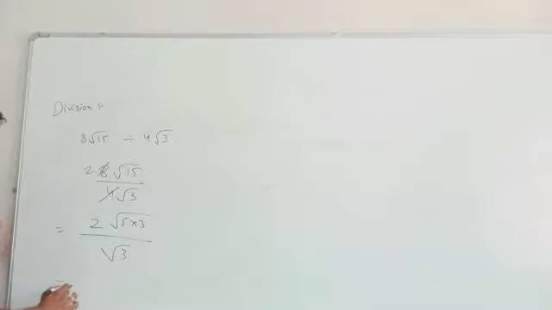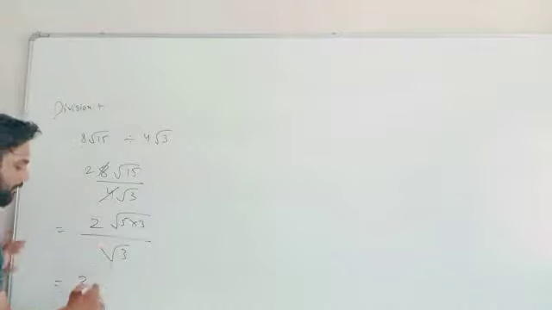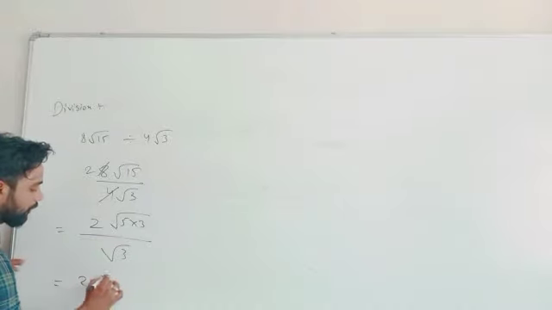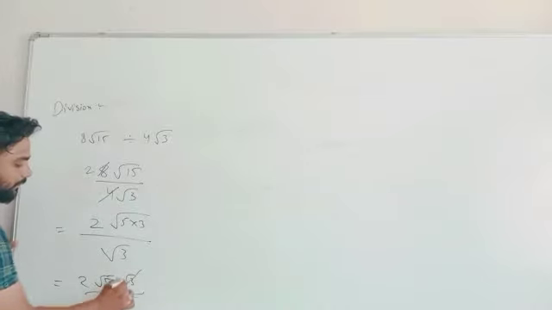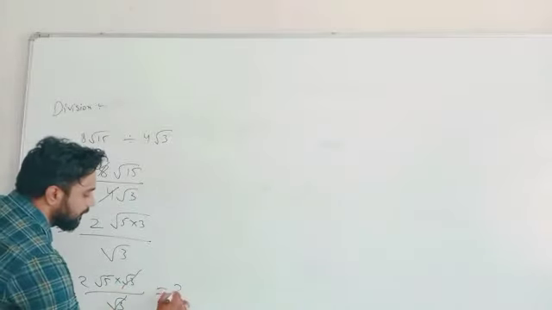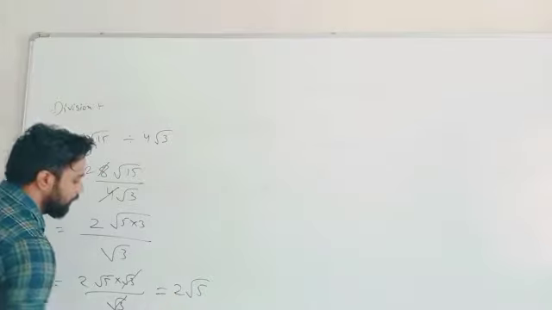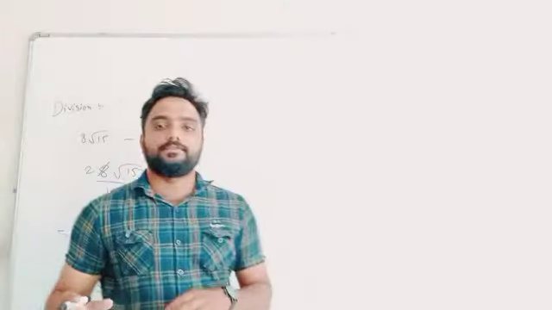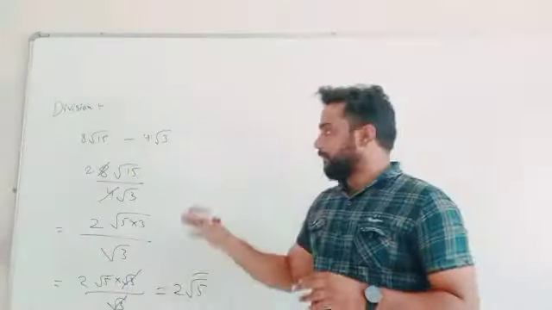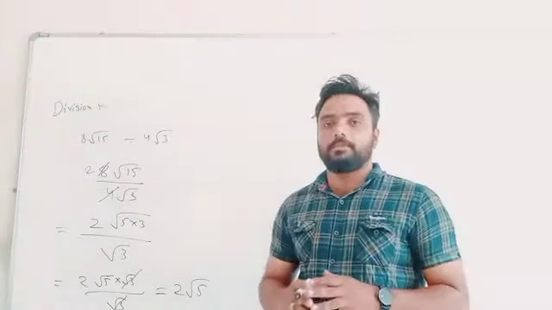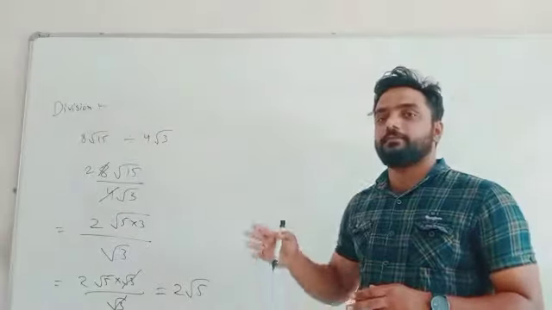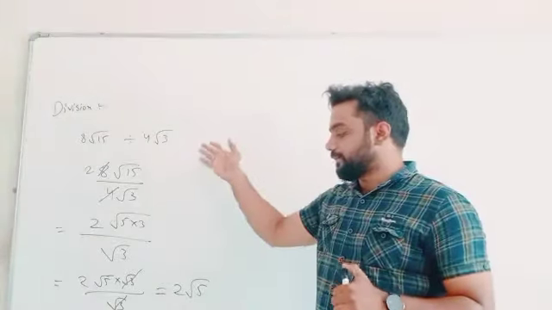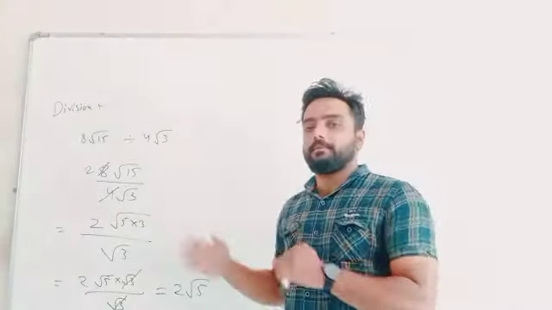Now 2, and root of 5 multiplied by 3 can be written as 2 multiplied by root 5 multiplied by root 3 in this way, divided by root 3. So here root 3 cancels, so the final answer is 2 root 5. Understand or not? So in this way you can divide the irrational number given to you, that is 8 root 15 divided by 4 root 3. There are various examples. You can practice many of the examples in order to understand the multiplication of the irrational number.